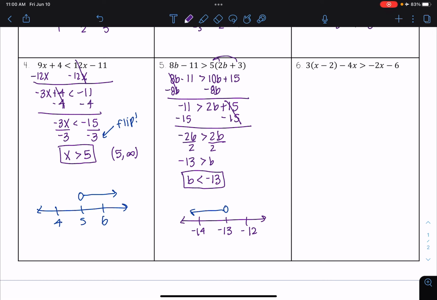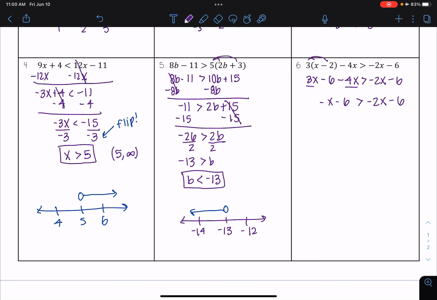Okay, let's do one more problem. So here, just a little bit more complicated. I need to first go ahead and distribute my 3 into my parentheses. So I have 3 times x, and I get 3x. 3 times negative 2, and I get negative 6. Minus 4x is greater than negative 2x minus 6. Next, I'm going to go ahead and combine my x's on the left-hand side. So 3x minus 4x, I get negative x minus 6 is greater than negative 2x minus 6.